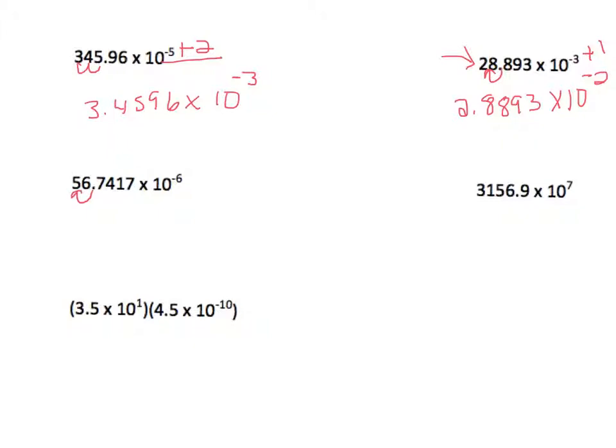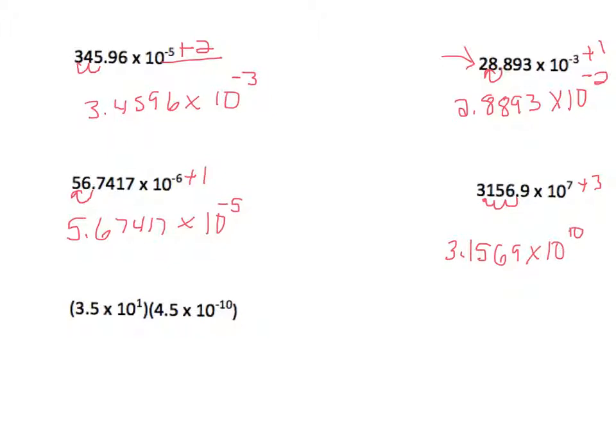And that's the same with this one. We had to make the decimal 1 smaller, so we have to make my exponent 1 larger. -6 plus 1, unlike signs, we subtract, and there's more negatives. The next example, we have to move the decimal place 3 places this time. So 3.1569 times 10 to the, we made it 3 smaller, so we have to make the exponent 3 larger.